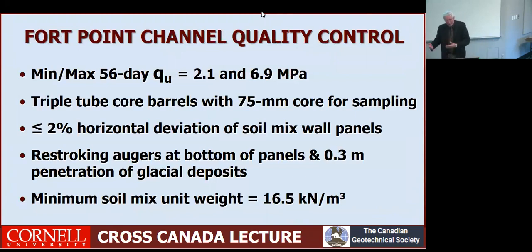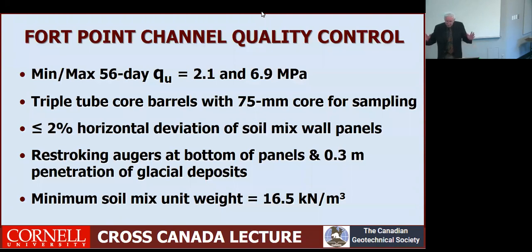You could actually draw this information in the future. So quality controls that worked out. We were looking at minimum and maximum unconfined compressive strength. Remember, we always think we want a minimum, but for Fort Point Channel, you also wanted a maximum, because if you're going to be using immersed tube technology to drop the tube and plate, you've got to excavate a bed in the soil mix, and if it's too strong, you can't excavate it with cost-effective excavating equipment. So there was a maximum value set.